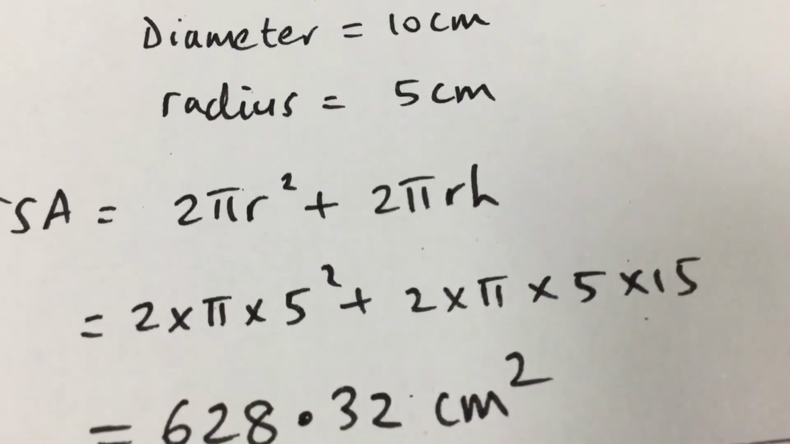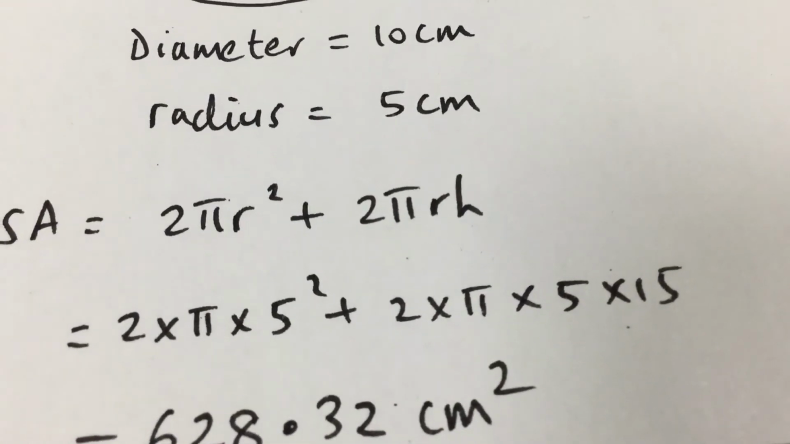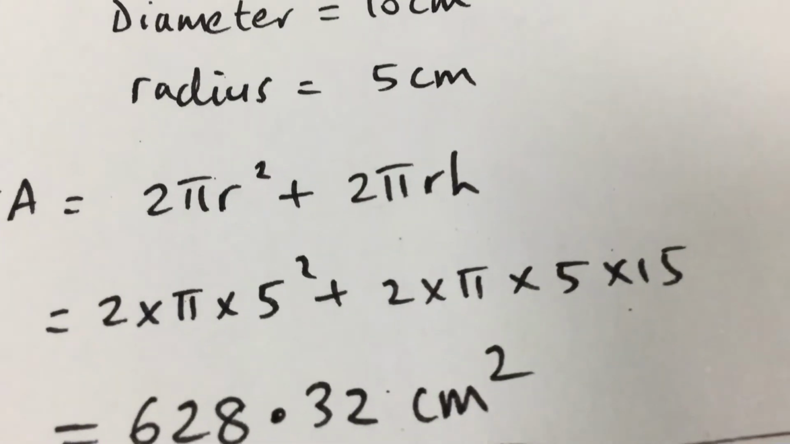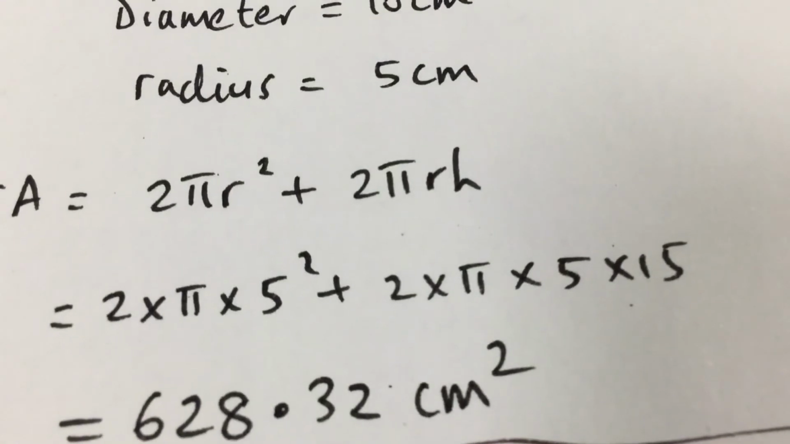And then use your calculator, and you can do that all in one go, so you don't have to do it bit by bit. You can type all of this in one step and the answer will come up: 628.32 centimeters squared.